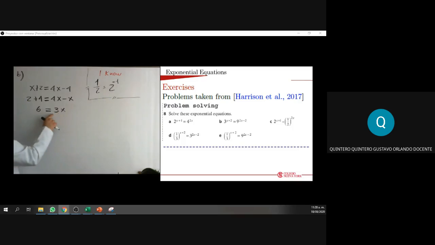So to move the 3, now I get it. We divide. 6 divided by 3 is 2. Yeah, beautiful. Thank you, teacher. 6 divided by 3, so 2 equals x.